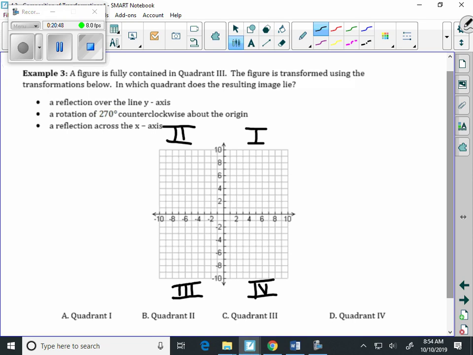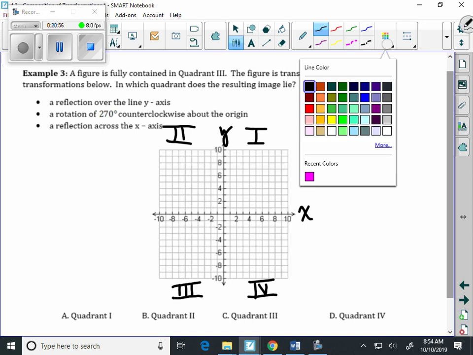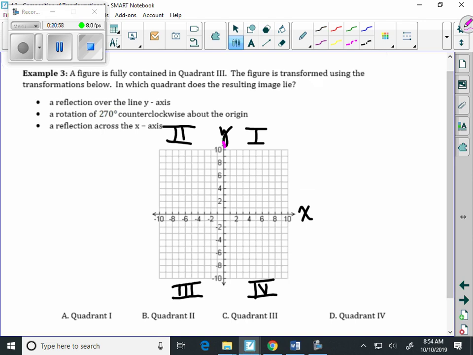We're going to reflect over the y-axis. So again, here's x and here's y. But before we get there, we need to have a picture. And again, the directions say a figure is fully contained in quadrant 3. So draw something in quadrant 3. I'm going to draw a right triangle. I try to keep it as simple as possible.